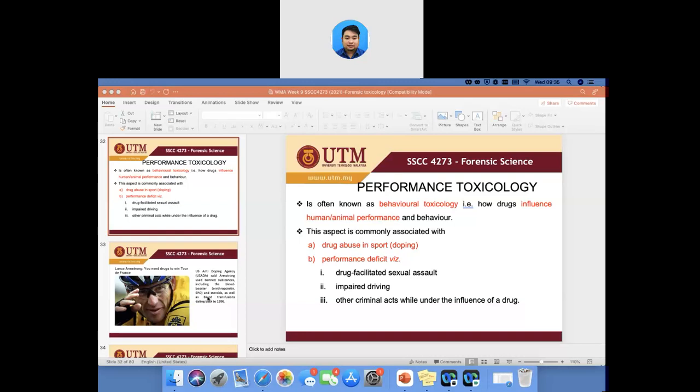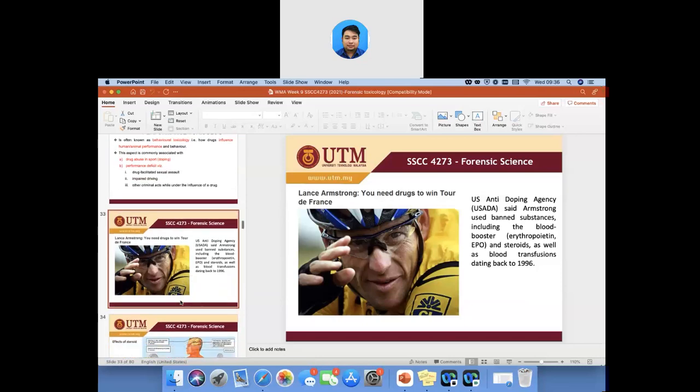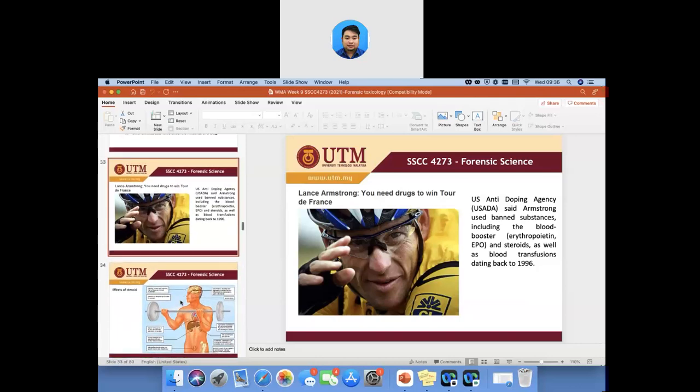Okay. Now we are going to look at one of the cases in terms of performance toxicology, where Lance Armstrong has been said to use banned substances including the blood booster, which in this case is erythropoietin, and steroids in blood transfusion back in 1996. Okay, so there is a news stating that Lance Armstrong stated that you need drugs to win the Tour de France.